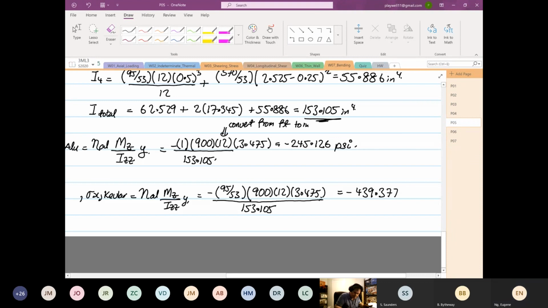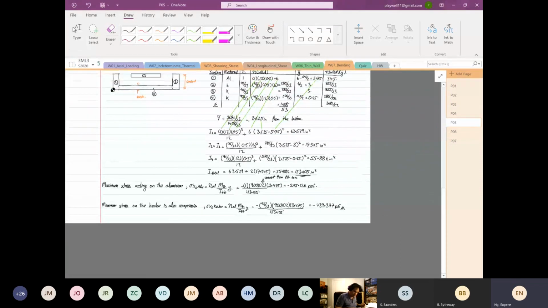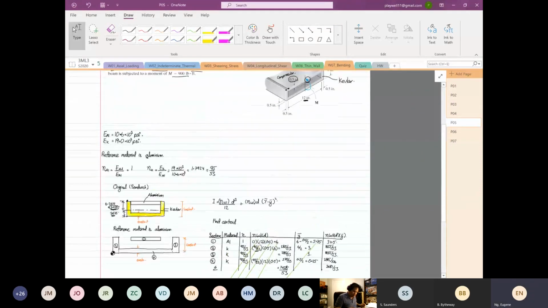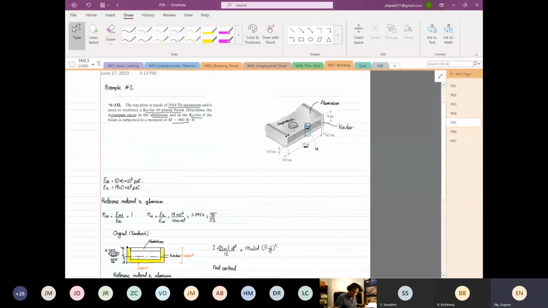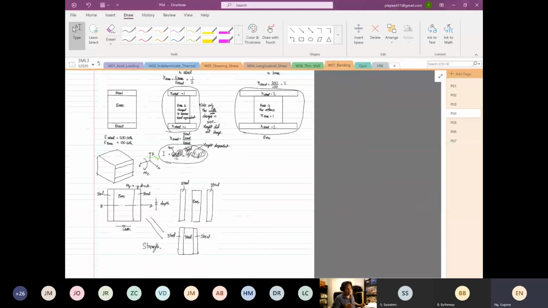439.377 psi. Okay, I'll do it again. 95 over 53 times 900 times 12 times 3.475 divided by 153.105. Yep. So that is how we calculate stresses for a composite structure. As I said, understanding this part is the most critical for composite material.